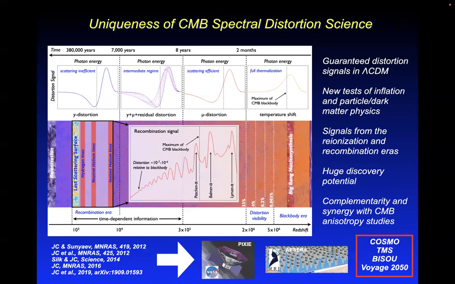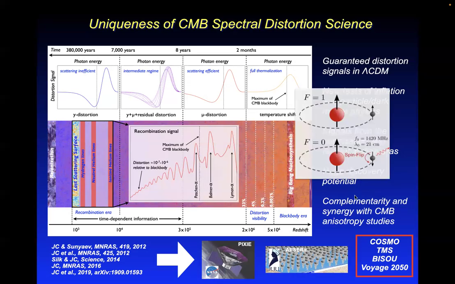I hope that I convinced you that spectral distortions are a really exciting new frontier, and that there's lots of things we can learn from them, with guaranteed signals waiting for us, but also non-standard new things that we could look at. It has a huge discovery potential and also is complementary in many ways to other probes, and things like COSMO, TMS, BISOU, and maybe something in the future from space in the Voyage 2050 program would be really exciting. I mentioned the synergy with the 21 centimeter line, where understanding the processing of the 21 centimeter line might require us also understanding the higher frequency tail and the dynamics and the coupling of these spectral distortions.